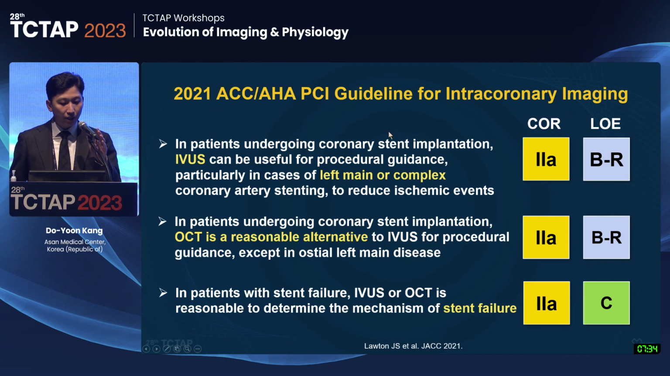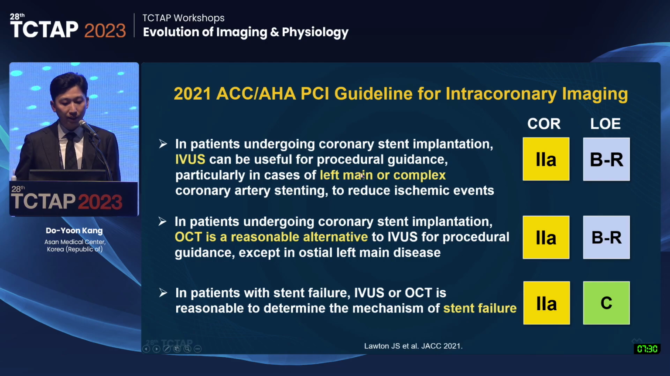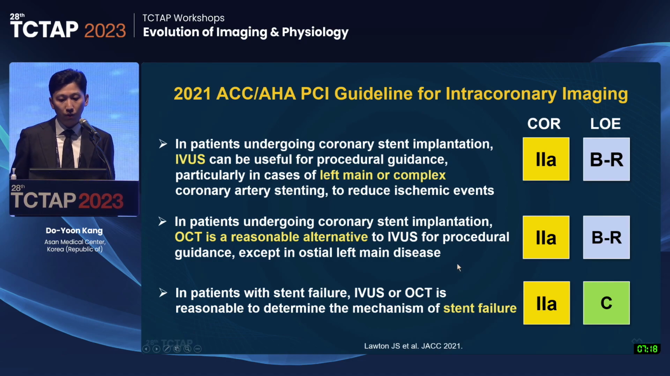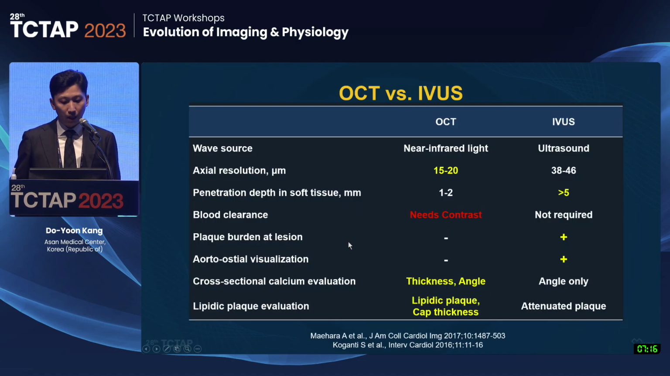The recent guideline recommends IVUS as a 2A recommendation for left main or complex coronary artery stenting, and OCT as a reasonable alternative, except in ostial left main disease. It's the same 2A recommendation. And in stent failure patients, IVUS or OCT is a reasonable approach as a 2A recommendation.